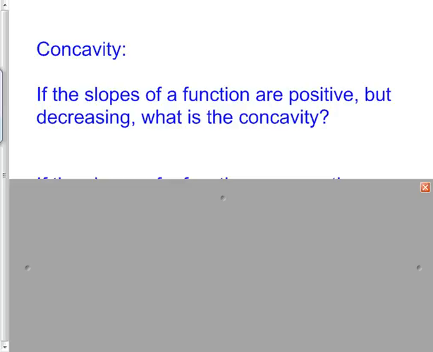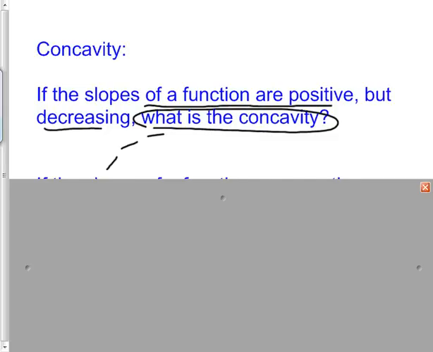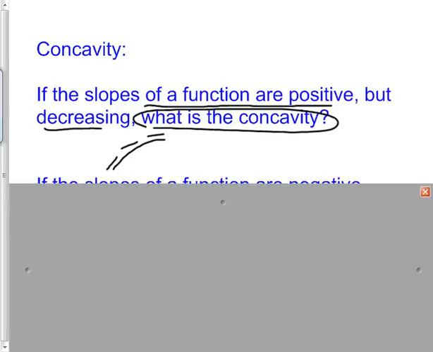All right, more on concavity. If the slopes of a function are positive but decreasing, so think about it: slope being positive, but it's decreasing. So there's one slope, there's another slope, there's another slope. All those slopes are positive, but decreasing. What is the concavity here? Well, if we were to connect those lines, what does it look like? Concave down.